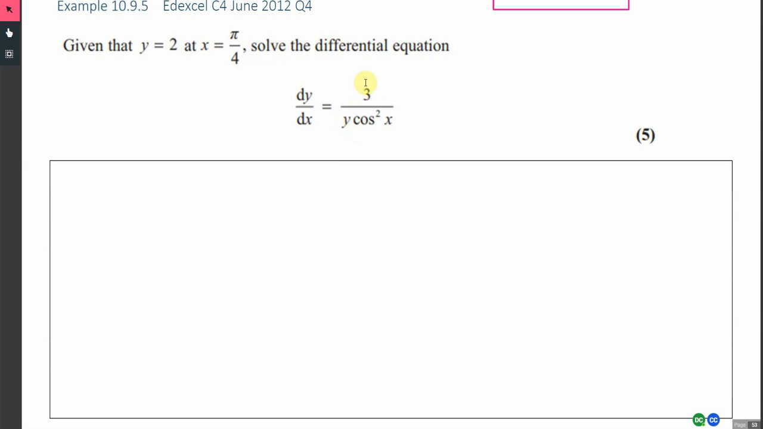Example 10.9.5, this one from a real past paper, Edexcel C4 June 2012, question 4. Given that y is 2 at x equals pi over 4, solve the differential equation.